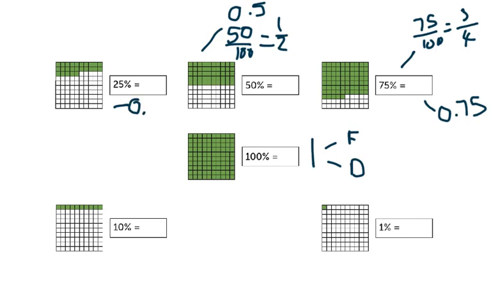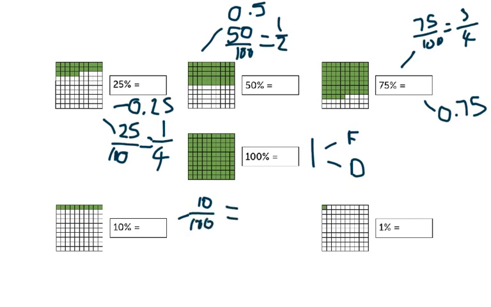25%, 0.25. Remember all these patterns, or 25 out of 100, or 1/4. 10%, we did start to look at this one, is the same as 10 over 100, or 1/10, or 0.1. Now this one, 1%, is 1 out of 100.